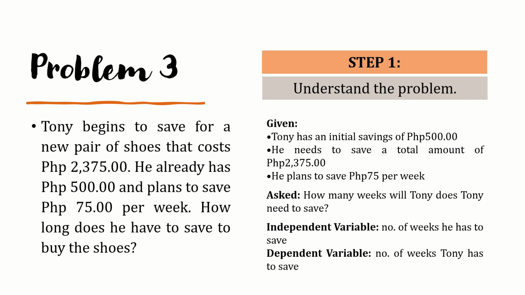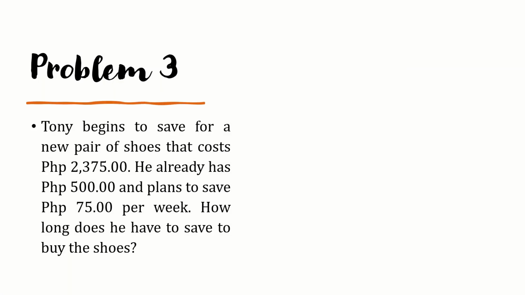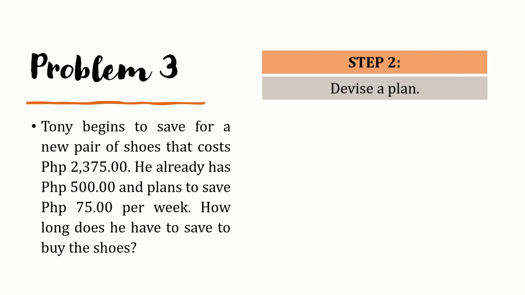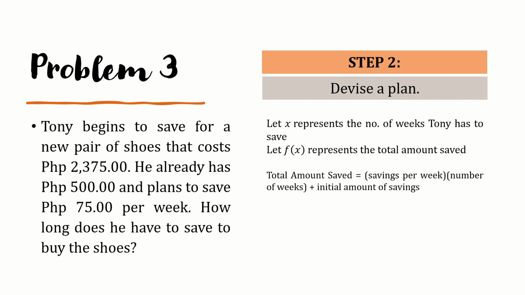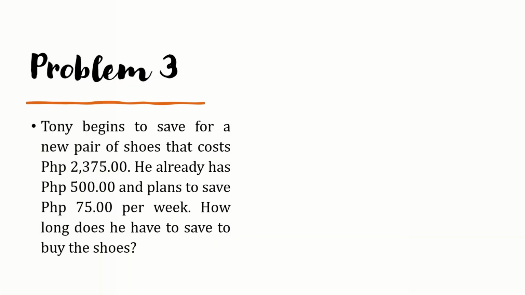For step 2, devise a plan. Let x represent the number of weeks Tony has to save. Let f of x represent the total amount saved. Then, the total amount saved is equal to savings per week multiplied to number of weeks plus the initial amount of savings. And we can write it in the form f of x equals 75x plus 500. For step 3, carry out the plan.